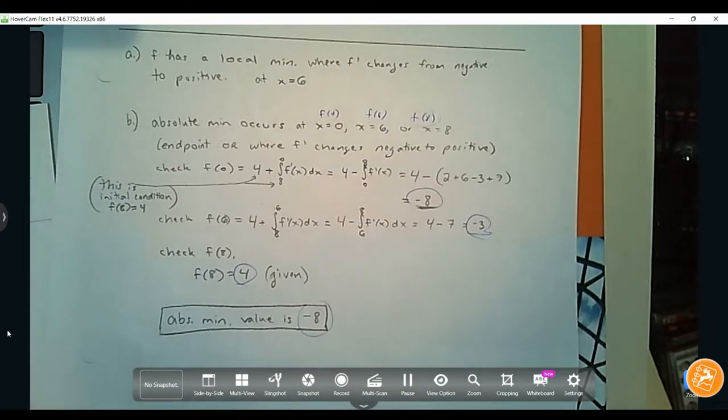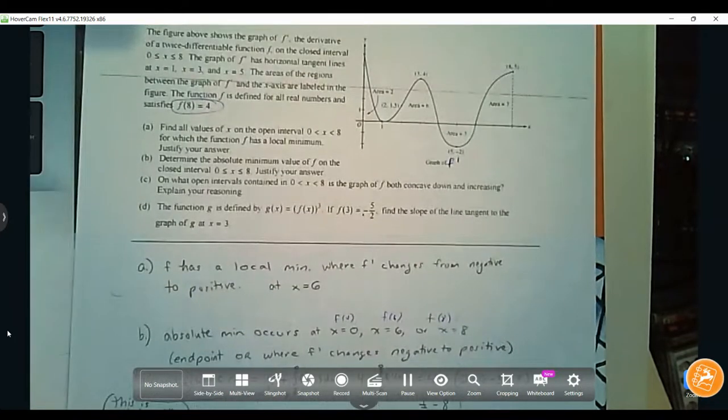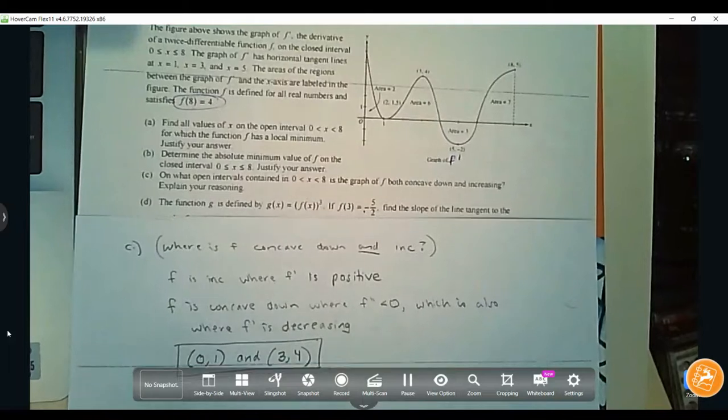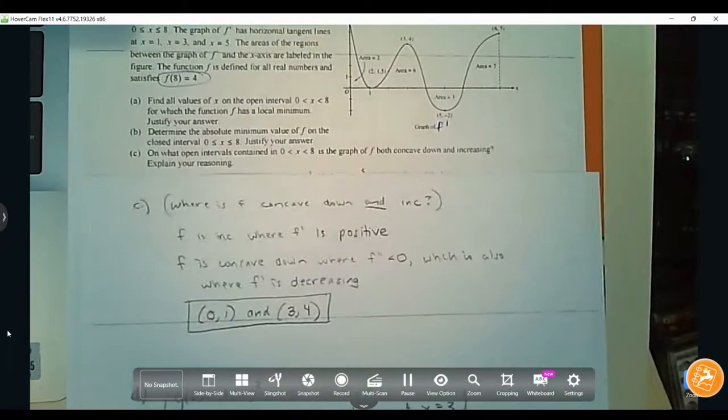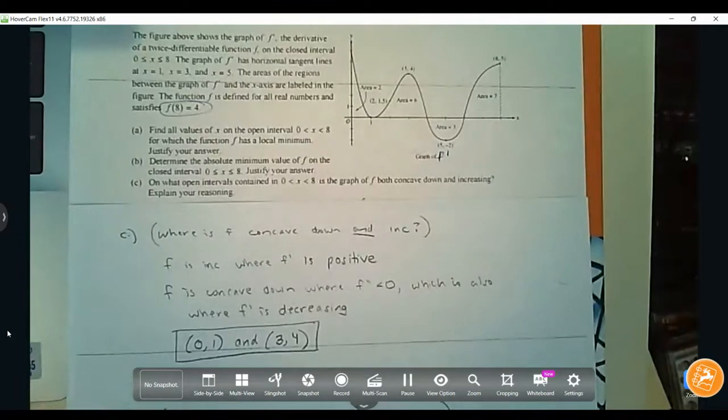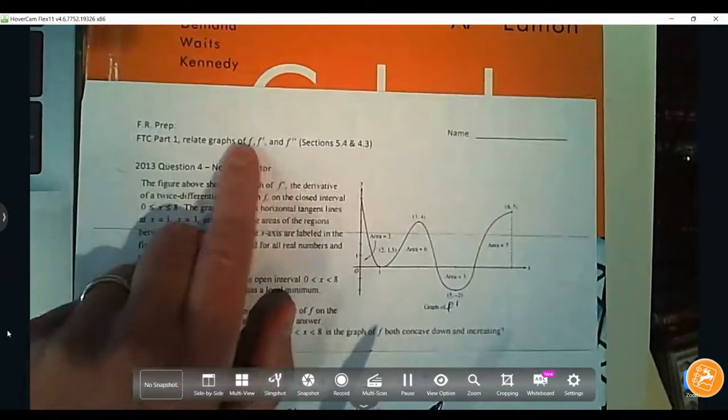Okay, and then the next one. So part C is on where the graph is both concave down and increasing. So we'll just look at what I wrote out here. This is section 4.3 in your textbook. This is relating the first derivative to the second derivative and the original function.